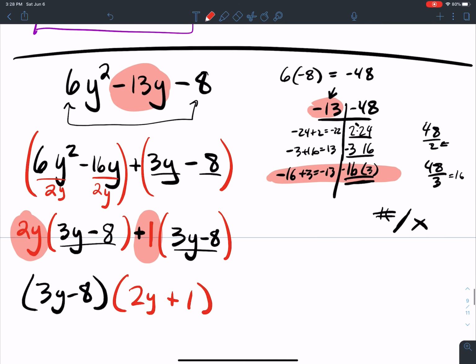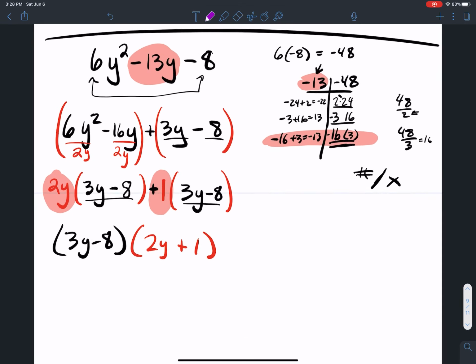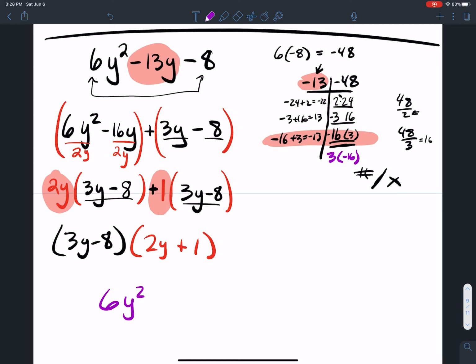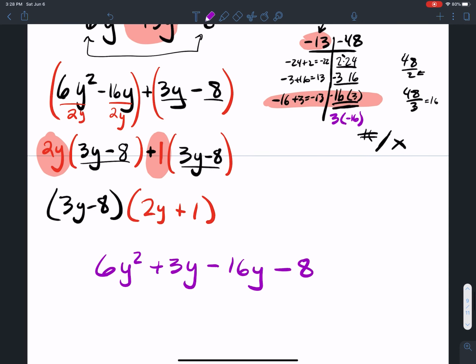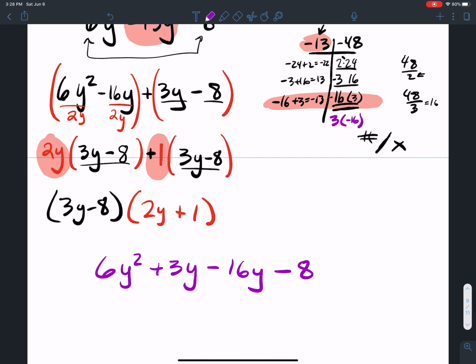Now, a question that often comes up, well, what if, Mr. Clark, when I wrote it out as 3 times negative 16. And so then I had 6y squared plus 3y minus 16y minus 8. Am I going to get the wrong thing now? Do y'all see what's different? Literally swapping these two terms around, right? So let's try it out, see what we get.